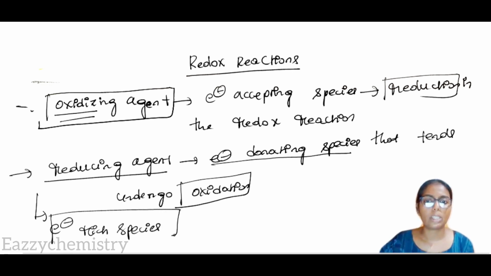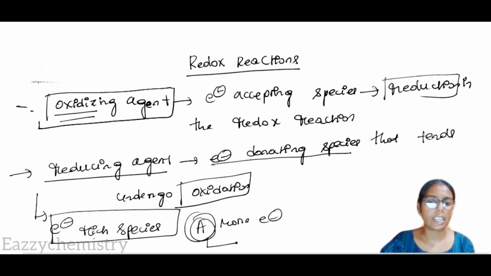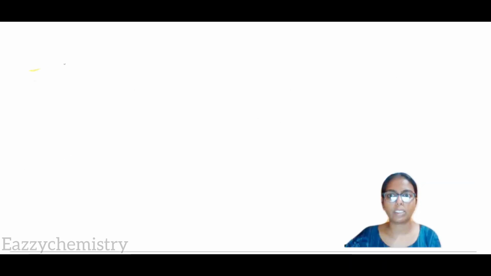Electron rich species means the species which contains more electrons, and only then can it donate the electron. Here for the oxidizing agent, for example, B plus is deficient in electrons, and only then can it accept the electron. So these are the concepts of oxidizing and reducing agents. Next, look at the types of redox reaction.